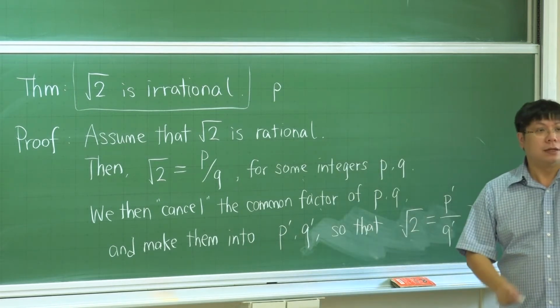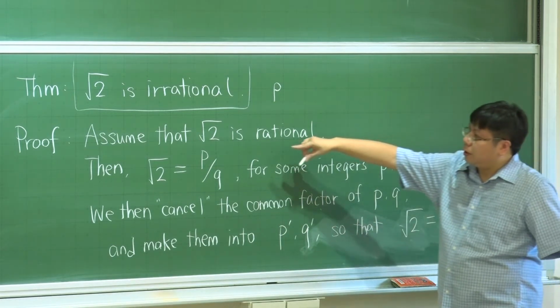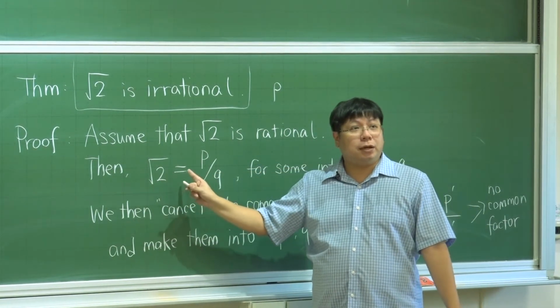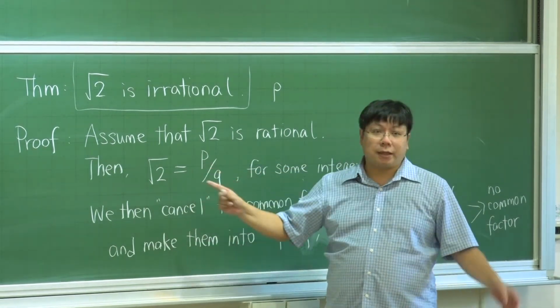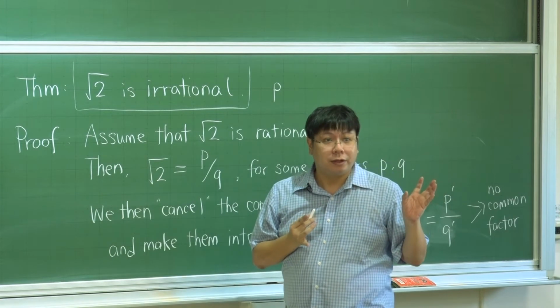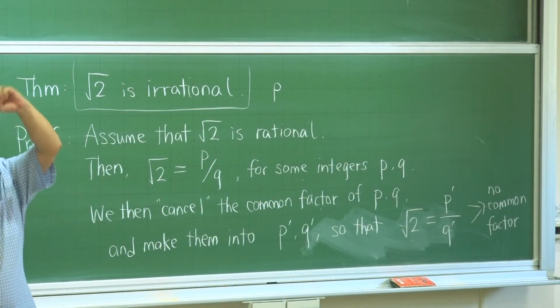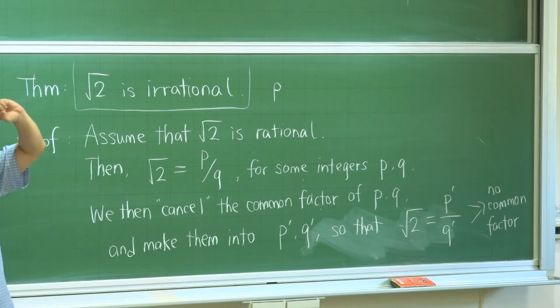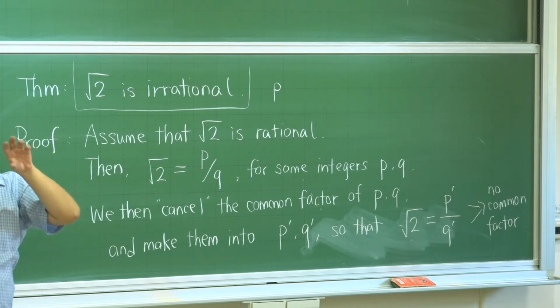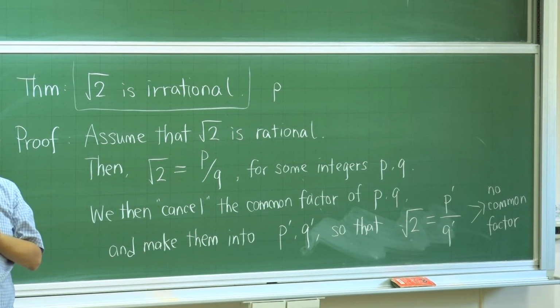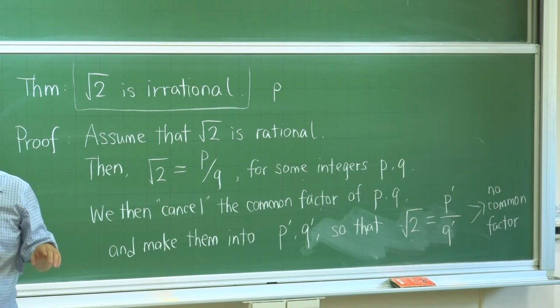Is that okay? So if square root 2 is really a rational number, then you can express this as P over Q. But then we try to make this P and Q even more special. If there is still a common factor between P and Q, we remove it. So we divide the common factor on the top and at the bottom at the same time. So P becomes smaller, Q becomes smaller. But then they do not have any common factor.